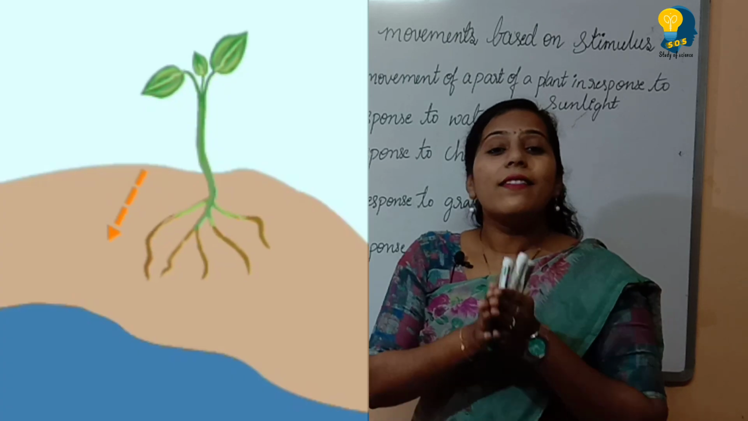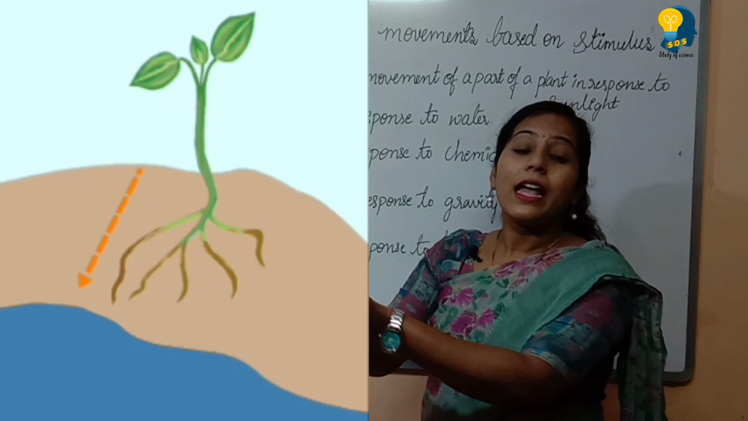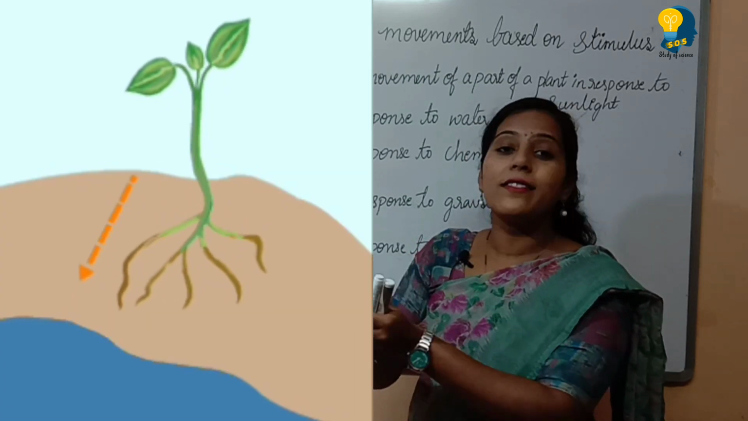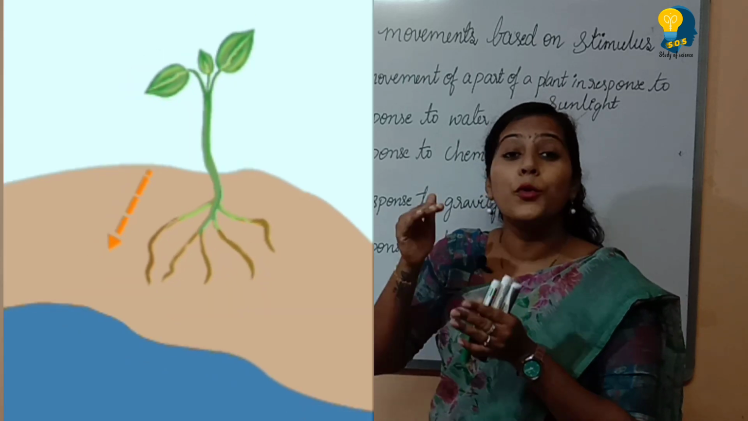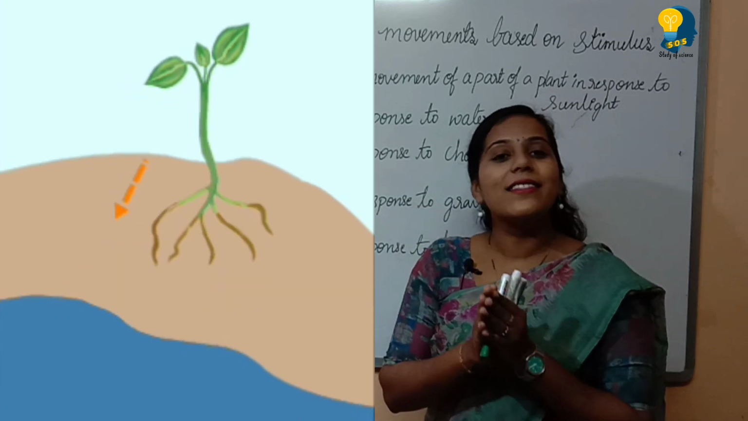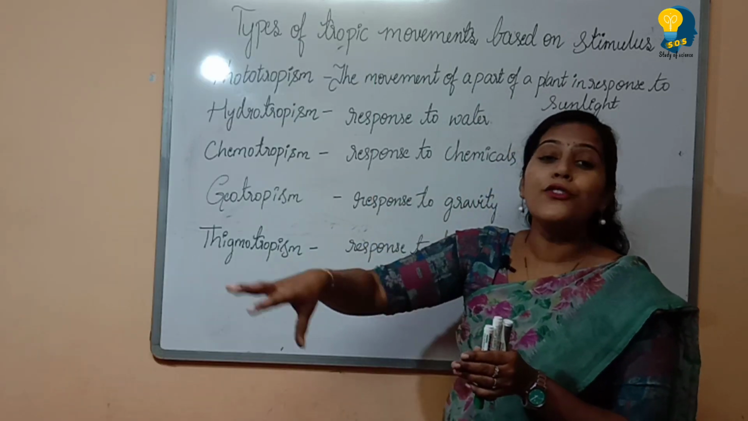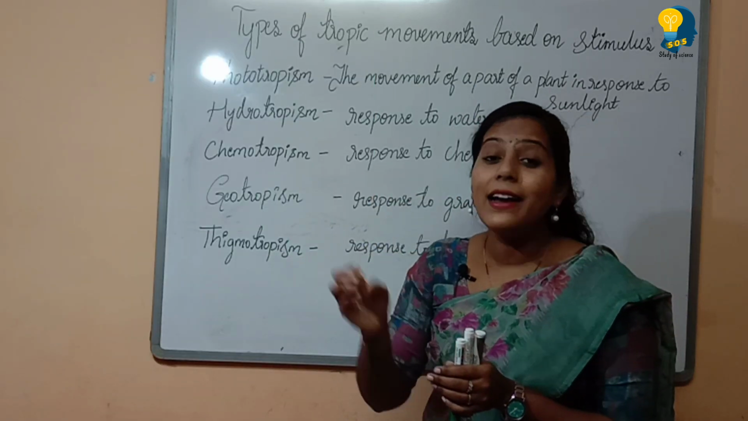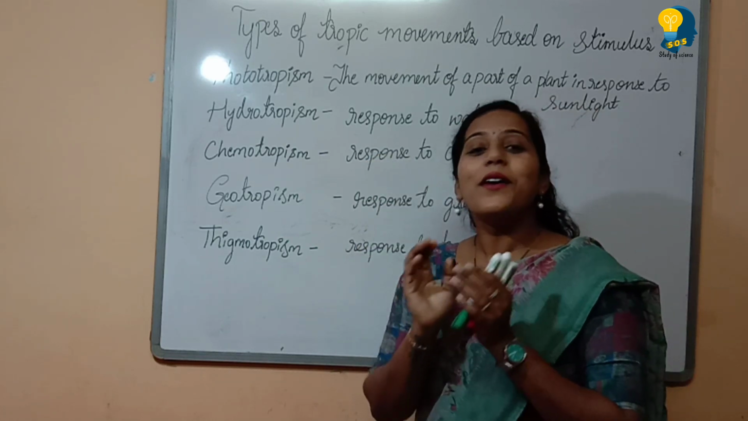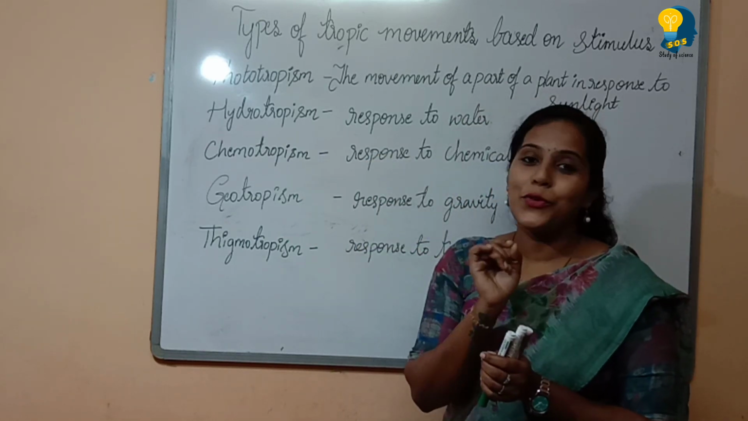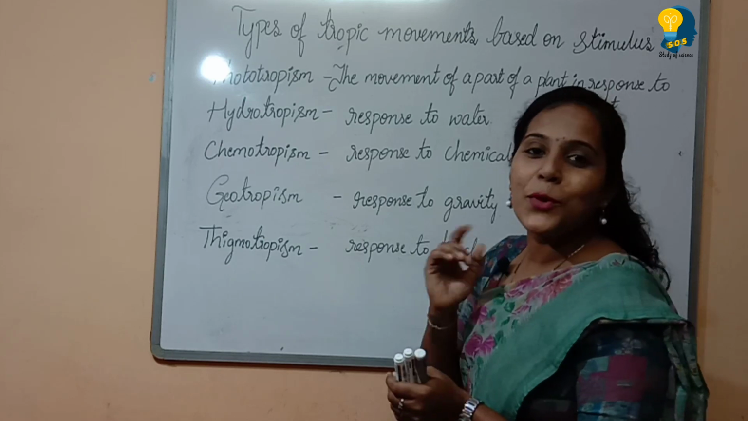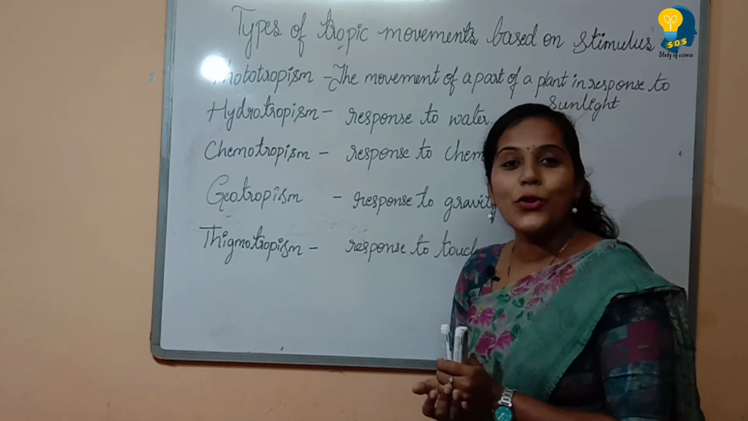The plants grow towards the water. When the plants are going towards the water, we call such type of movement of the plant hydrotropism. Movement of the plant in response to water, we call it hydrotropism. Clear?